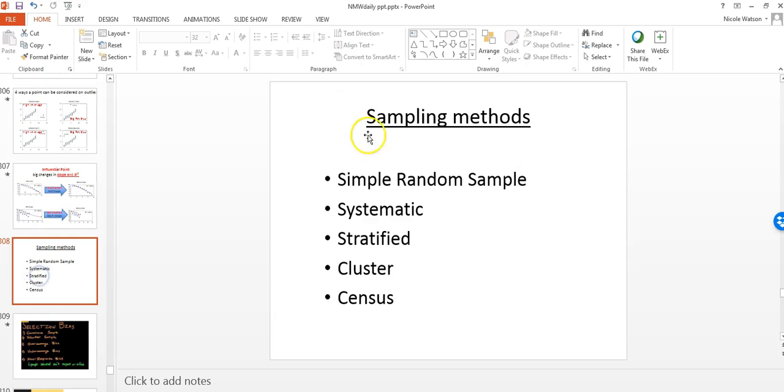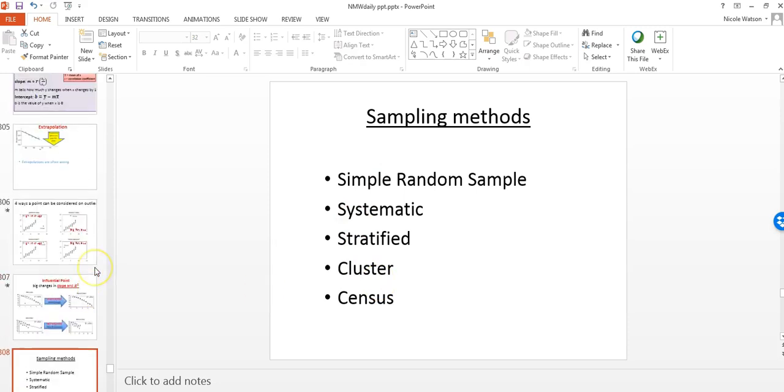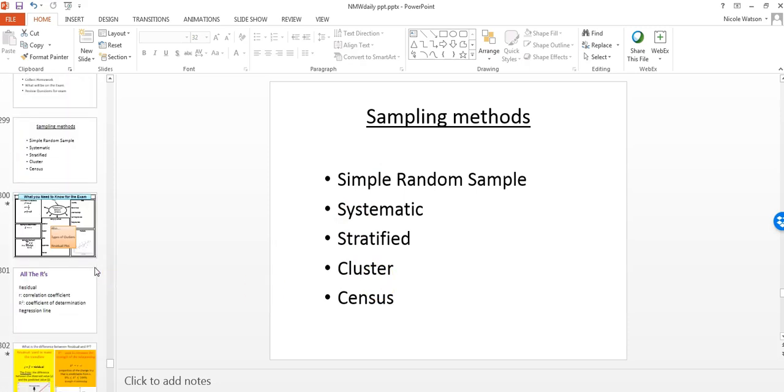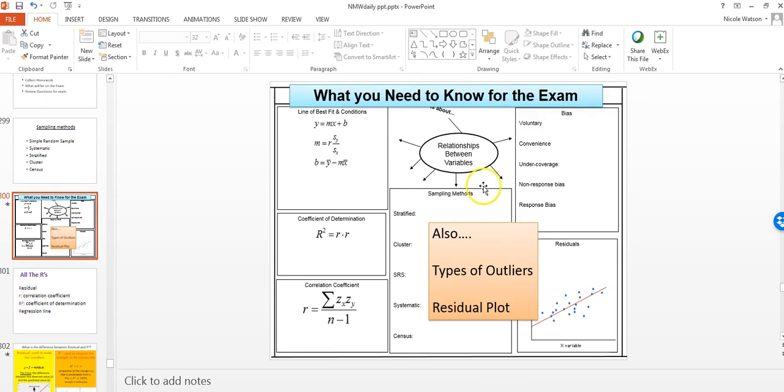There's the simple random sample, the systematic, stratified, cluster, and census. I'm going to go through them quickly, and you're going to have to verbally write down what I'm saying. You can put this either in your notebook or on your unit organizer. Okay? So first off, a simple random sample.